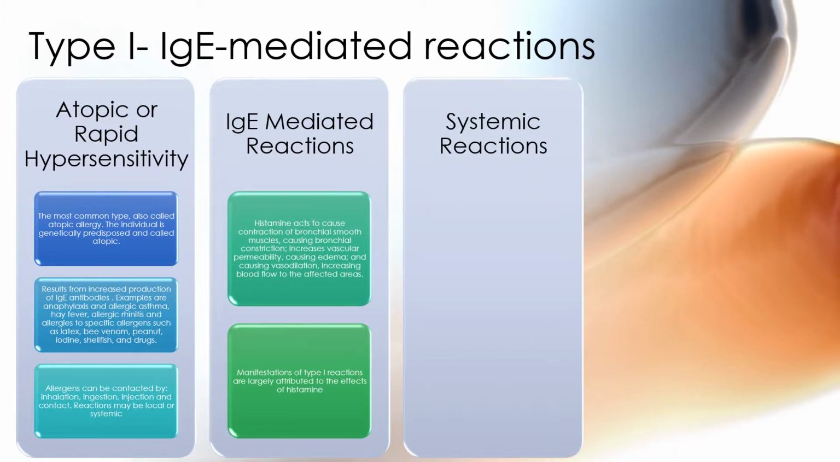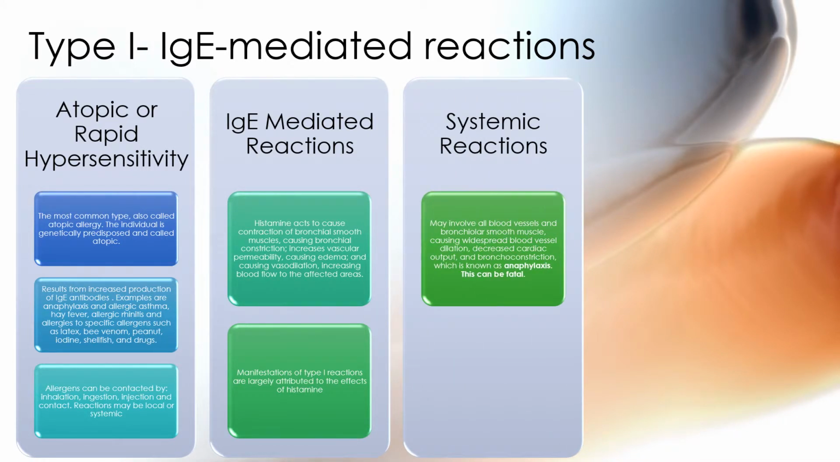Systemic reactions include involvement of all blood vessels and bronchiolar smooth muscle, causing widespread blood vessel dilation, decreased cardiac output, and bronchoconstriction, which is known as anaphylaxis. This can be fatal. The first feelings a person will experience are uneasiness, apprehension, weakness, and impending doom. Then they may have pruritus and urticaria.